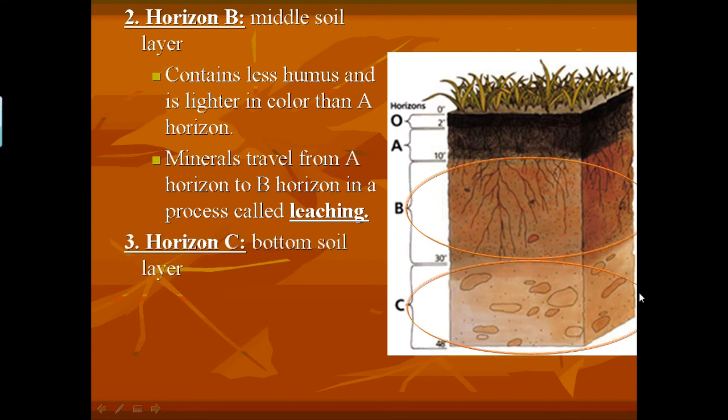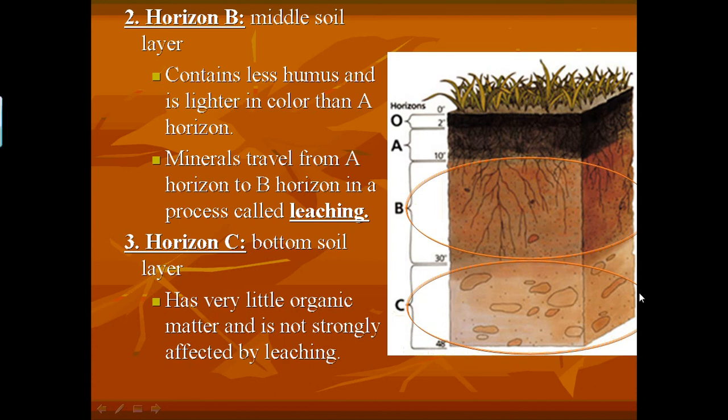The C horizon is the bottom soil layer, has very little organic matter, and is not strongly affected by leaching. That means that water and those minerals aren't really getting down deep enough to the C horizon. The C horizon also contains rock, which we call the parent rock. This is the rock that's been weathered or broken down to form all the soil above it.